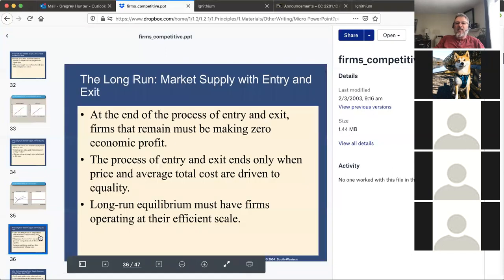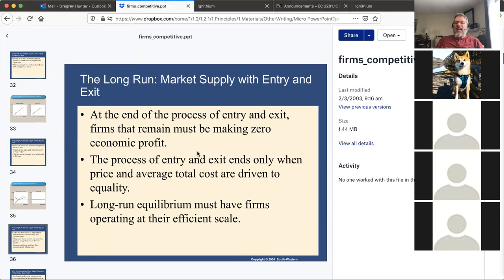The interesting thing is that if price is equal to average total cost, remember that profits are zero. So what this tells you is that not only do you get potentially infinite quantity supplied, but you get it supplied at zero economic profit for the firms.